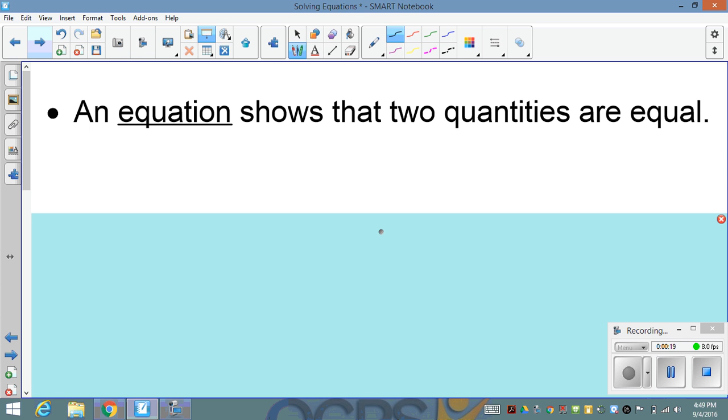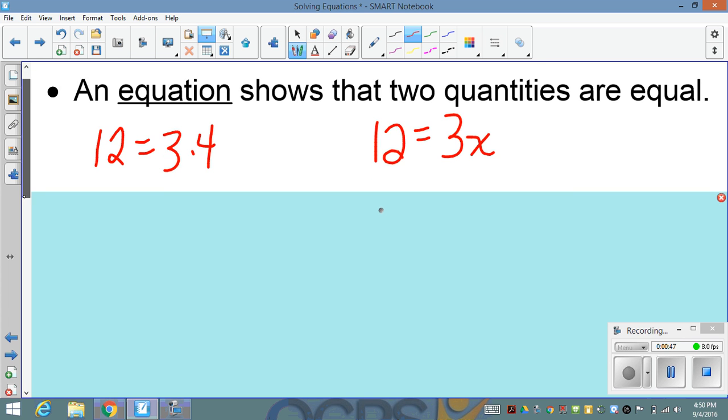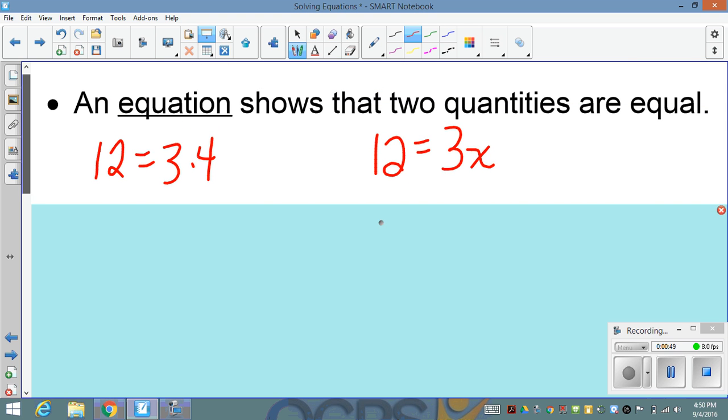So again, if it's on my screen, it's important for you to write down. So anything that's here, you're going to also write in your notes. So our first definition is an equation. An equation shows that two quantities are equal. And an equation could be something as simple as 12 equals 3 times 4, because those two things are equal, or sometimes it'll have a variable in there. Okay? So an equation needs an equal sign, and we're just showing that two things are equal.